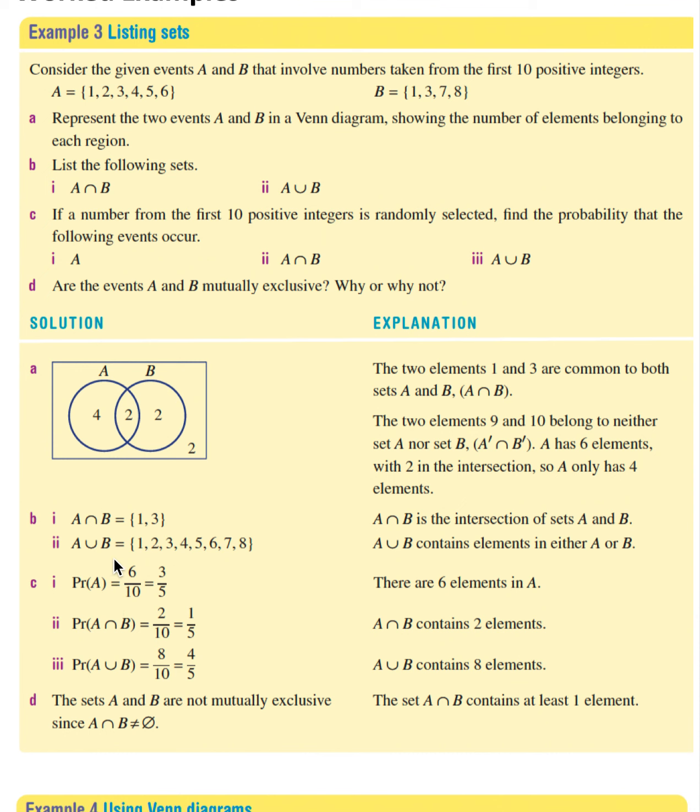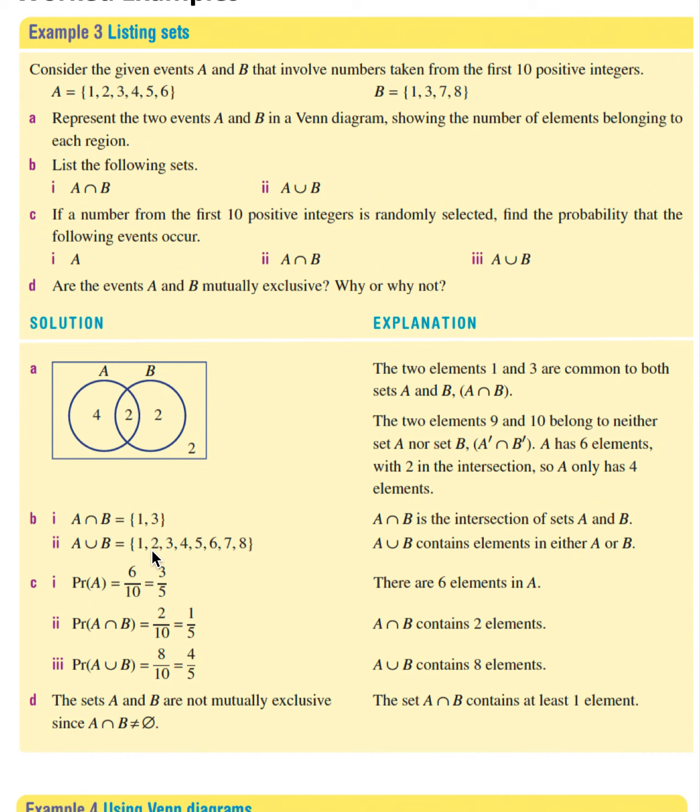When we look at A or B, we can be A, we can be B, or we can be a combination of both. So we're going to just list all our numbers that belong to those sets. So it's 1, 2, 3, 4, 5, 6, 7, and 8. Remembering, if we've got, say, 1 and 3 in both sets, we only write it once.